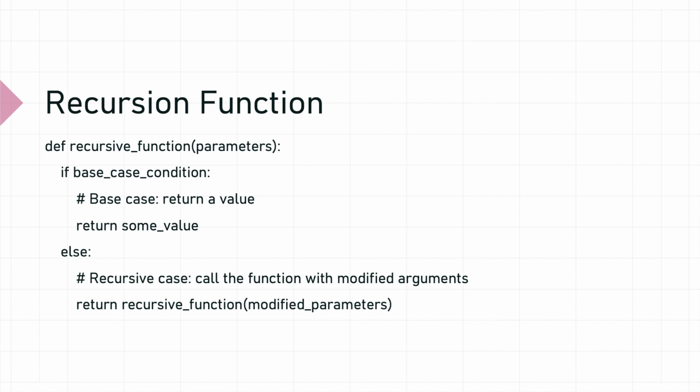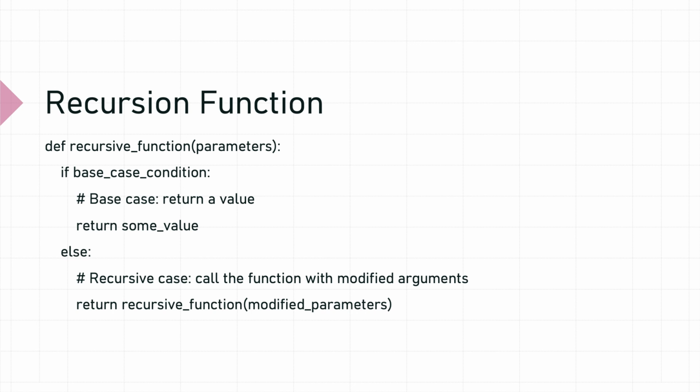A recursive function in Python is a function that calls itself to solve a problem or perform a specific task. Recursive functions are often used in situations where a problem can be divided into smaller, similar subproblems, and the function can solve these subproblems by calling itself with modified arguments. Each recursive call should move closer to a base case, which is a condition where the function does not call itself and instead returns a result directly. Now please be careful here, because without a proper base case, a recursive function can lead to infinite recursion and cause a stack overflow error.